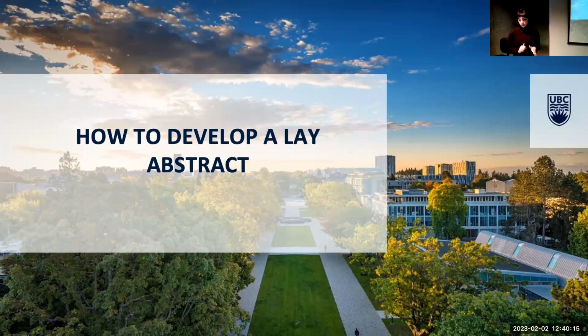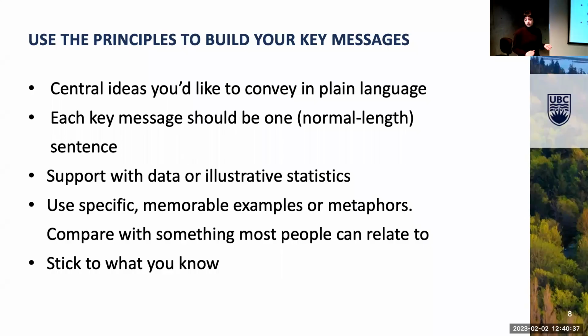So let's use these principles to get started on building a lay abstract. And if you all aren't already aware, writing a lay abstract is a requirement for UBC dissertations for all graduate students. And the maximum words, the limit for a lay abstract at UBC is 150 words. So what is the key message? What are the key messages that we're going to be trying to identify when we're writing a lay abstract?